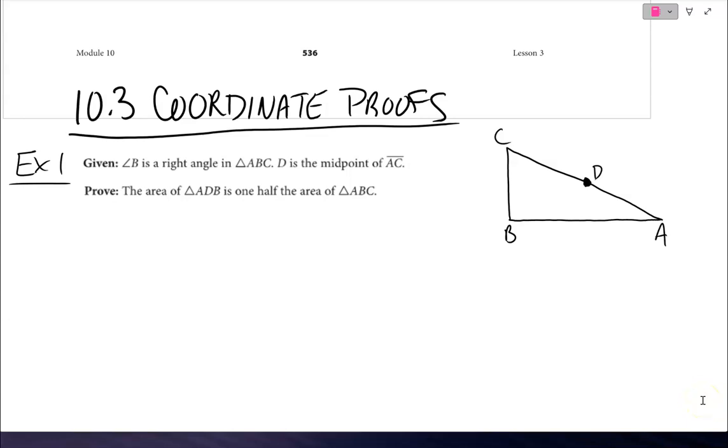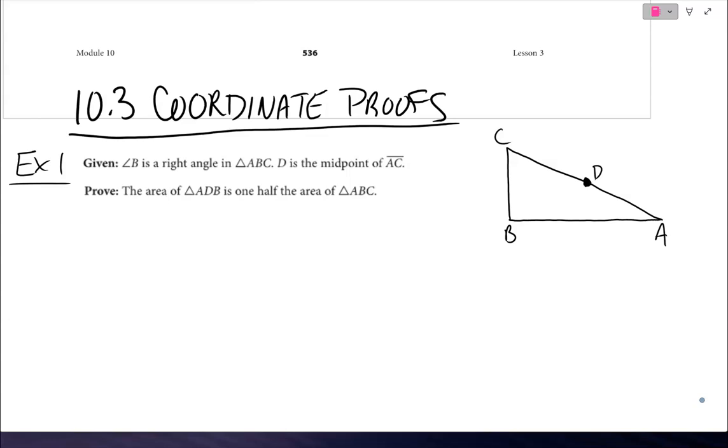All right, so today we're going to take a look at a different kind of proof called coordinate geometry proofs. A lot of the things that we've proved so far can be proved just as easily, or sometimes easier, by imagining our figure on a coordinate plane. And so we're going to use this as a first example.